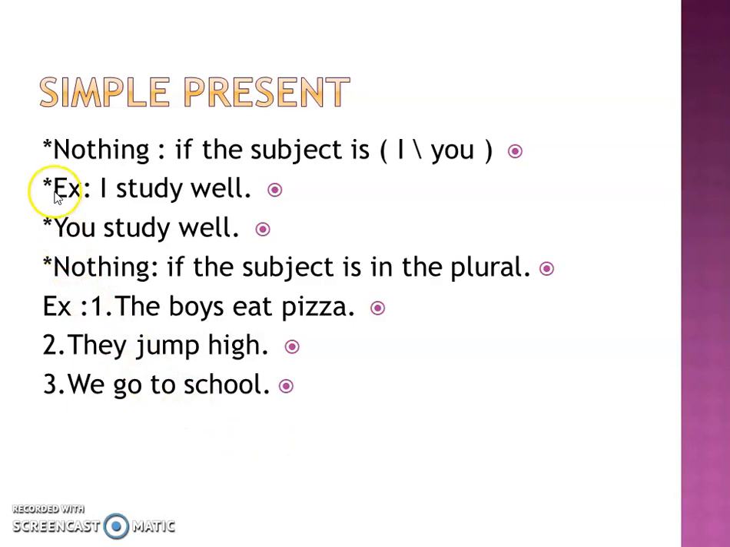Now, we don't put anything if we have I as a subject, like I study. Now, I is singular, but it doesn't take S or ES or IES. So you say, I study well. Also, you study well. If you're talking about one you or many you, you just put the verb as it is. You don't add anything to it.